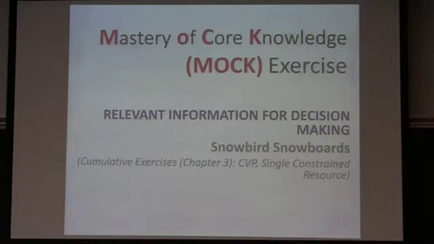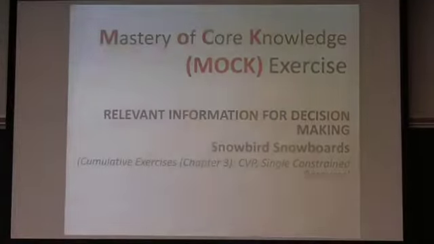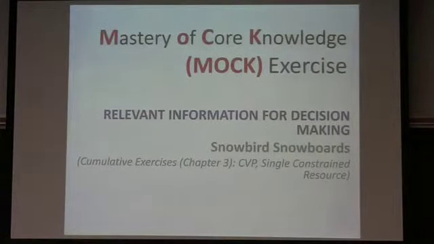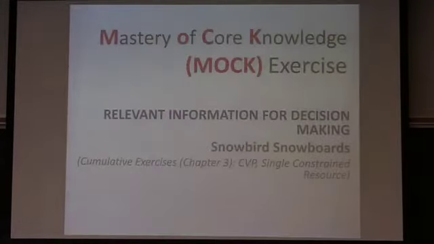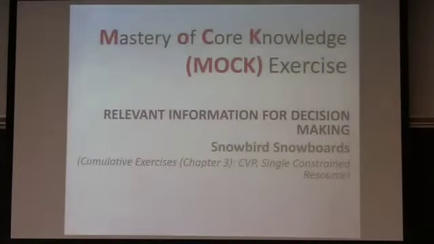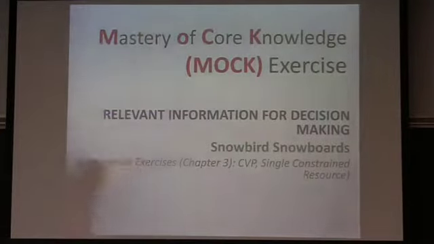Okay, for this mock exercise, we're going to take a look at decision making, relevant information for decision making. We're going to use a snowboard question, and we're going to take a look at some of the concepts that we learned from Chapter 3, which is cost-volume-profit analysis. And we're going to take a look at a single constraint in this case. So let's take a look at the question.